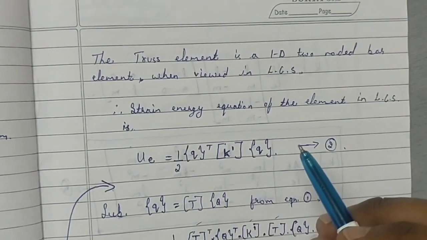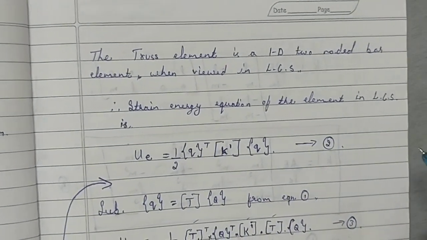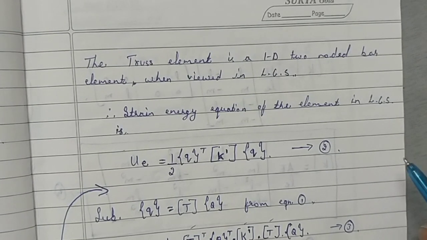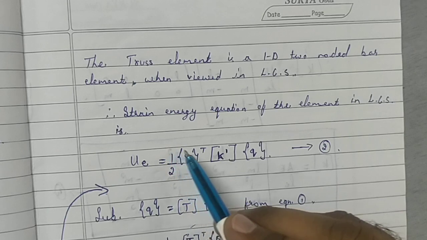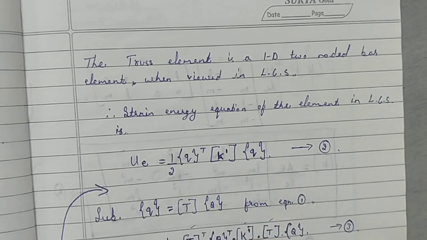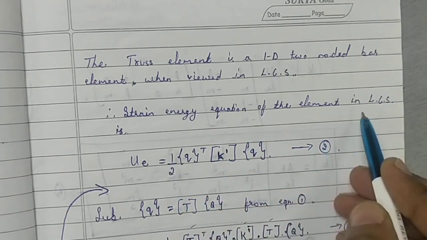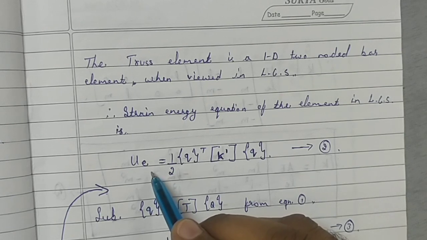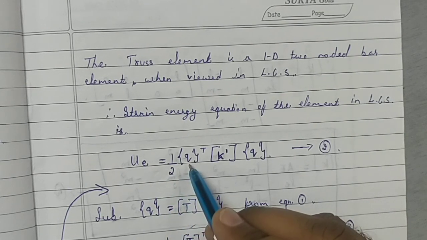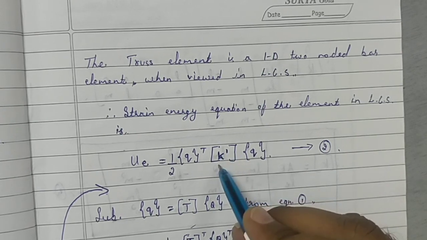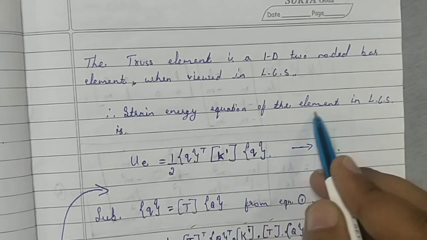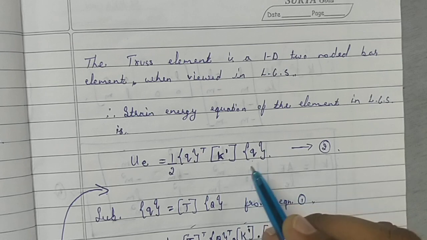So we know the truss is nothing but a 1D 2-noded bar element when viewed in the local coordinate system. The strain energy equation of an element in local coordinates, for a bar, is the standard equation U_e = 1/2 q transpose K dash q. Remember, this is for an element.